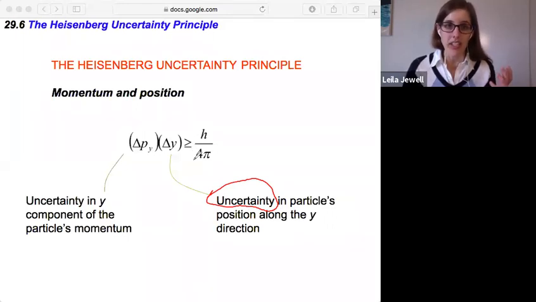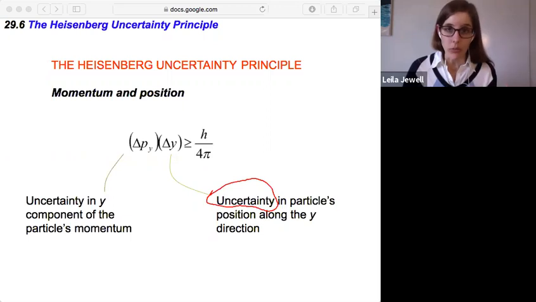In other words, there's a limit to how little uncertainty we can have. The uncertainty can always be bigger than h over 4 pi, but the two uncertainties multiplied together must at minimum be equal to Planck's constant divided by 4 pi. So here's one example of the Heisenberg uncertainty principle, with the uncertainty in momentum and the uncertainty in position.